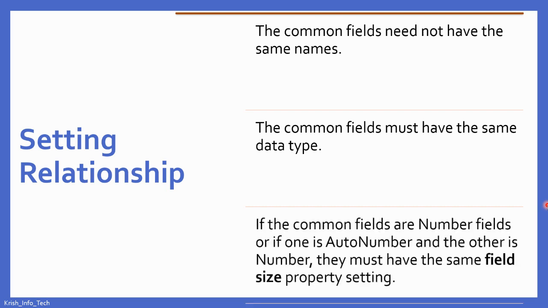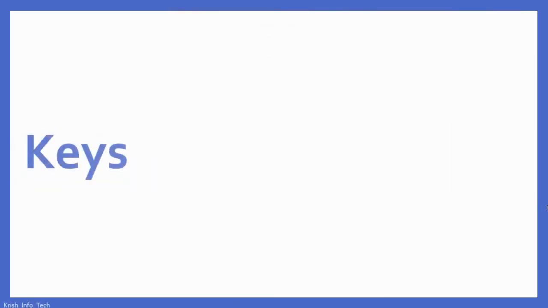If the common fields are number, or if one is auto number and the other is number, they must have the same field size property. How to set field size properties, we have already learned in the first chapter. So these are the things we should keep in mind.